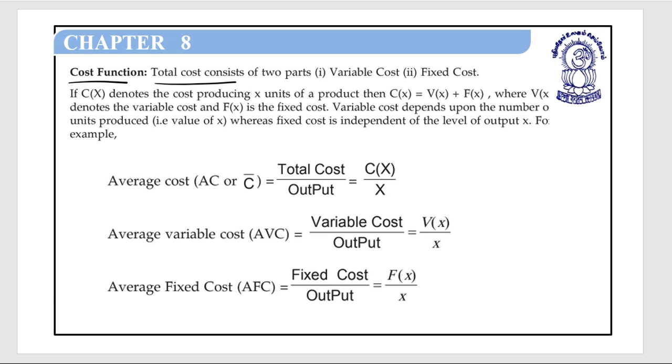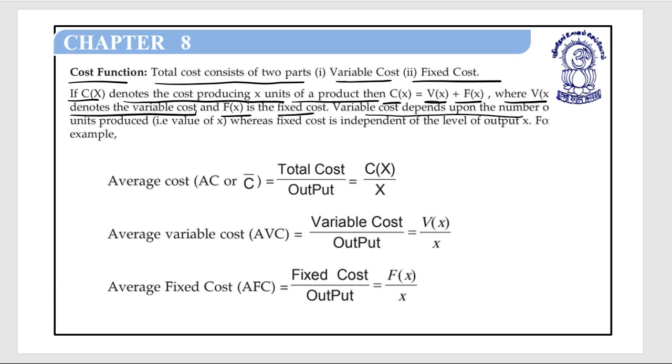Cost function. Total cost consists of two parts, variable cost and fixed cost. If C(x) denotes the cost of producing x units of a product, then C(x) is equal to V(x) plus f(x), where V(x) denotes the variable cost and f(x) is the fixed cost. Variable cost depends upon the number of units produced, the value of x, whereas fixed cost is independent of the level of output x.